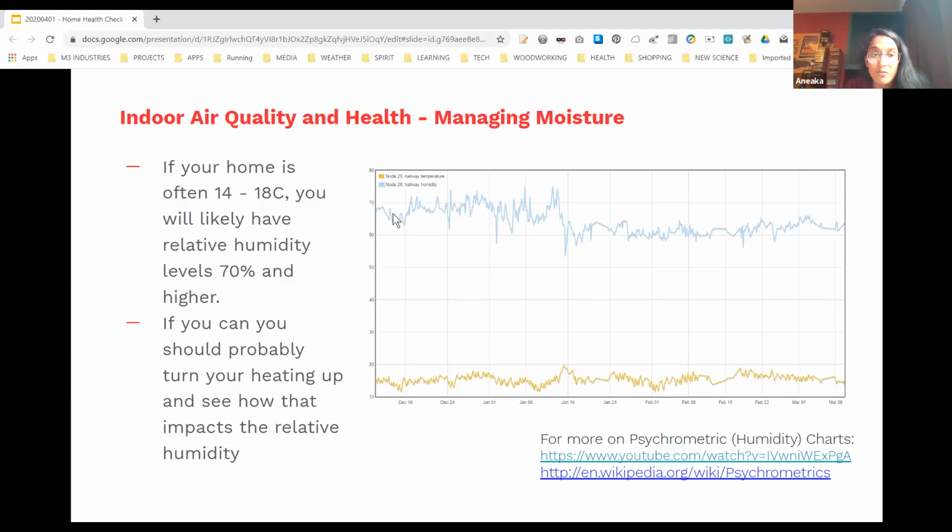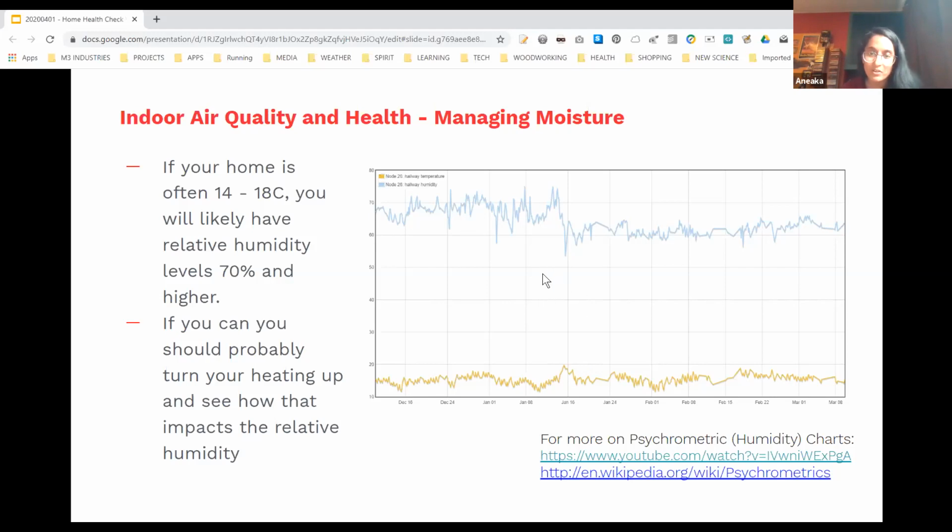So in this example, I showed the person who lived in this house this graph of her environment. The blue is the relative humidity, and the orangey yellow graph is the temperature. This was the point at which we asked her to heat up her home to 20 degrees for the sake of the test, and you can see there's a big drop in relative humidity. I showed her the relationship between the two, and asked her about her lifestyle: where do you dry your clothes, and to what temperature do you warm up your house?